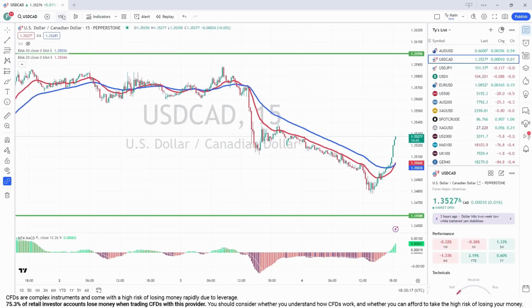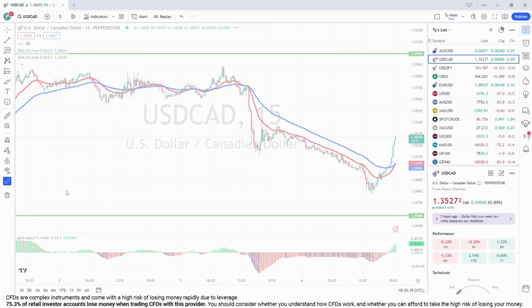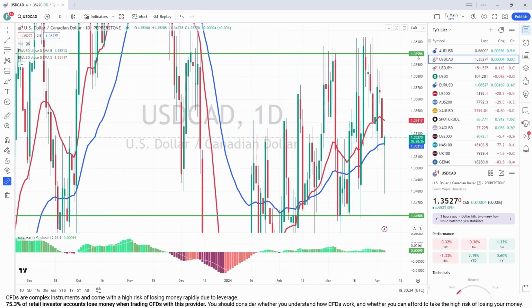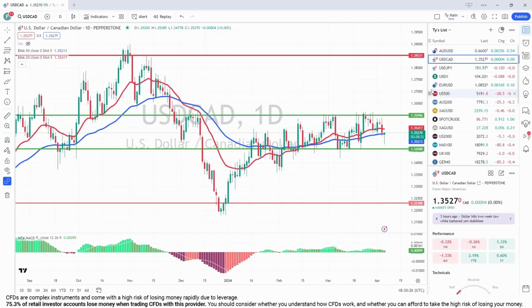Until we get a daily break outside that channel, I'm not really interested in doing anything else on it. And look, there are probably better trades to be had than this one we've got. I'll just reset that. And really, you can see the channel very clearly here.